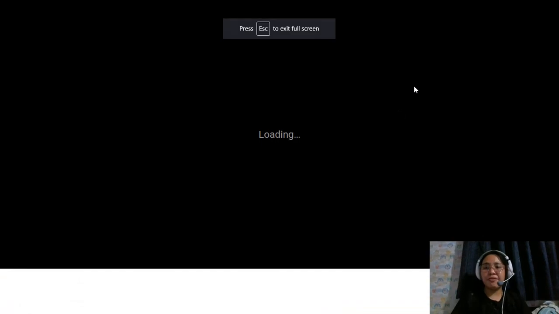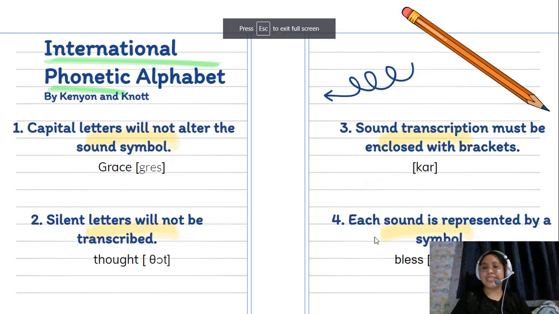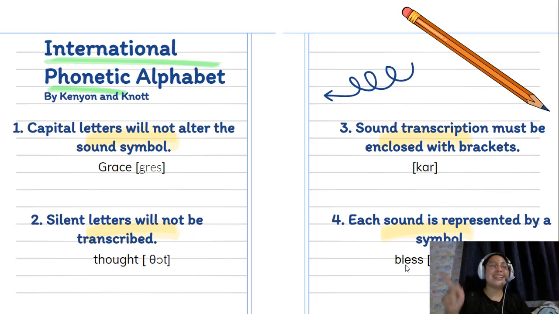Number 4 is the word bless. Each sound is represented by a symbol. Example, in the word bless, there are 2 letter S in the spelling. But if you check the symbol, there's only 1 letter S. Why? Because when we say bless, you can only hear 1 sound. If I put another S here, then it would sound like this, blesss. You cannot do that. It's only bless. So even if the spelling has 2 letter S, but the sound is only 1, then just write 1. Again, spelling is not the key to the pronunciation of the English words.